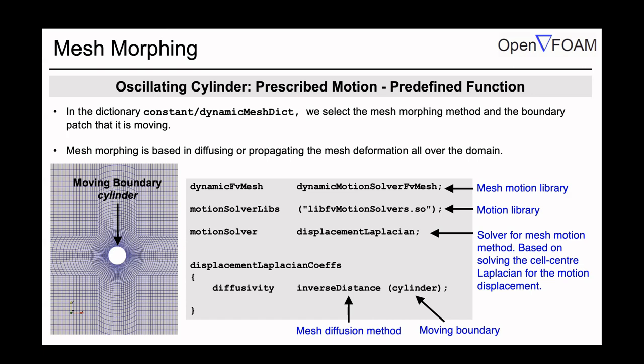One is, let's say, displacement Laplacian, there is velocity Laplacian, etc. They also have a diffusivity function, so that in the example that you showed, only the inner regions are deforming and the outer regions are almost static. You can decide how you want to diffuse that morphing of the mesh and to what distance you should deform the mesh. So there are multiple mesh diffusivity methods. One is inverse distance, and you have to give the patch name or body name, which is the body patch we want to move.